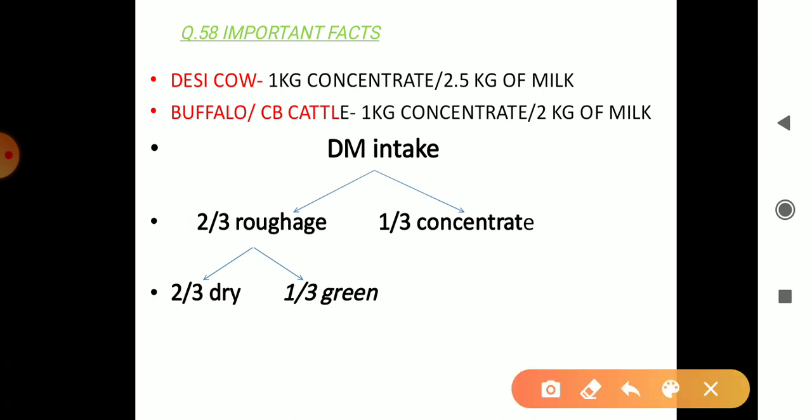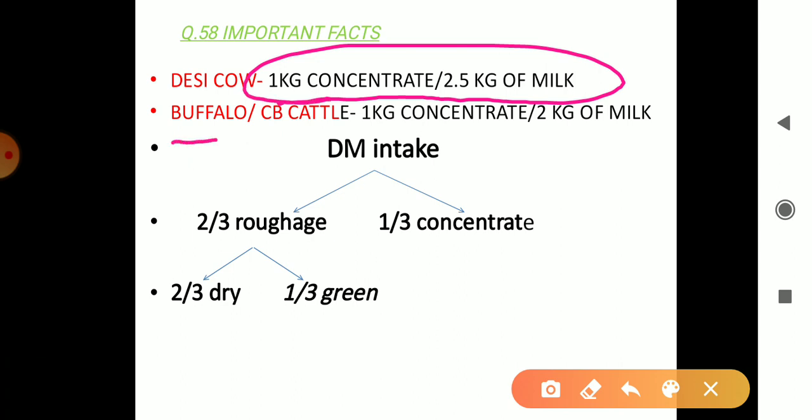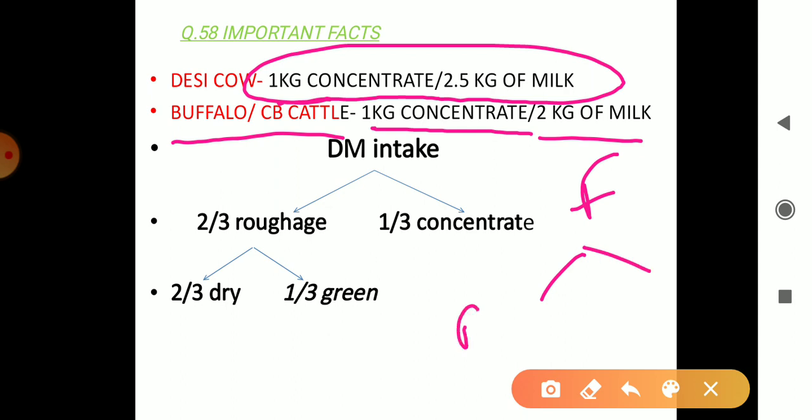So, another important fact. For synthesis of 2.5 kg of milk, in case of a desi cow, we have to give 1 kg concentrate for 2.5 kg of the milk. In case of buffalo and crossbred cattle, we have to give 1 kg concentrate for 2 kg of milk. Dear student, please remember, in a feed we have some moisture and some dry matter.